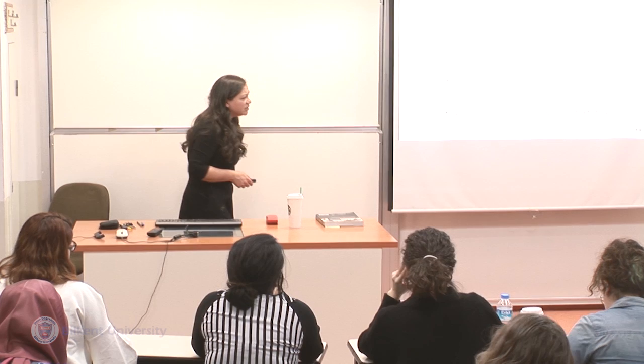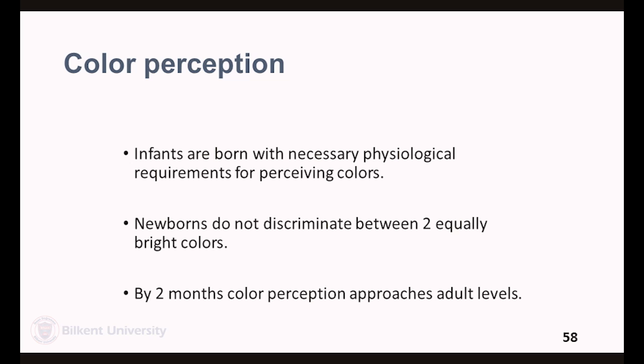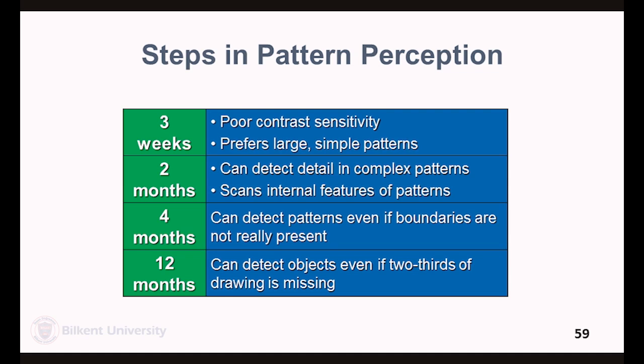All right, infants are born with necessary physiological requirements for perceiving colors, but newborns do not discriminate between two equally bright colors. By 2 months, color perception approaches adult levels, but of course, it will take years before they can reliably name them, right?